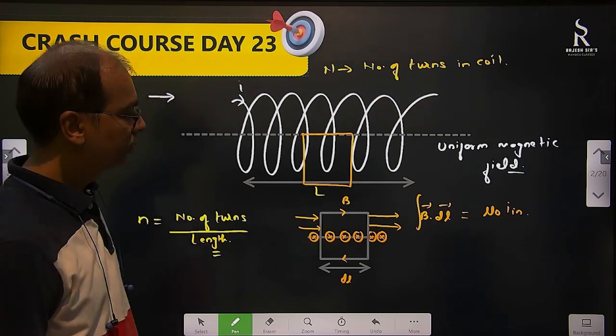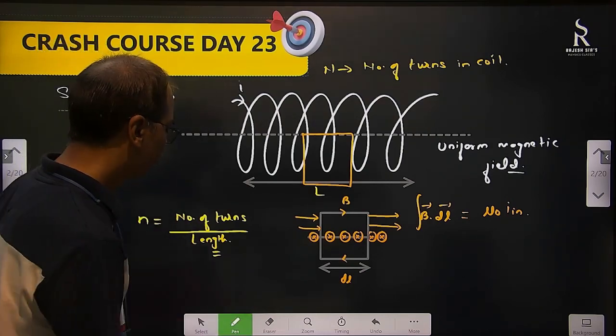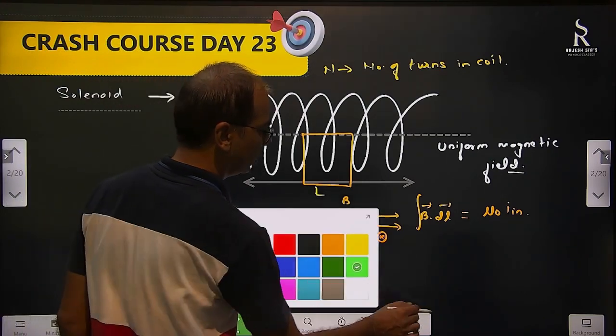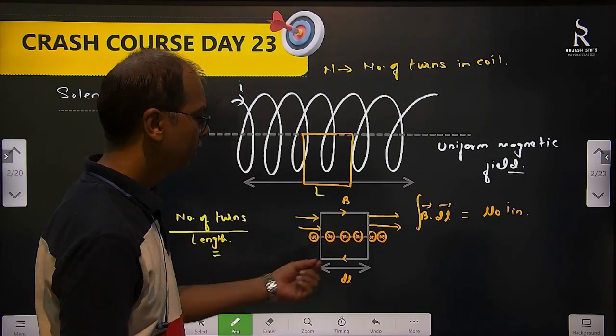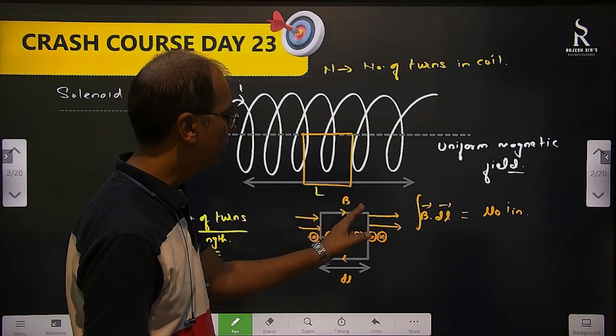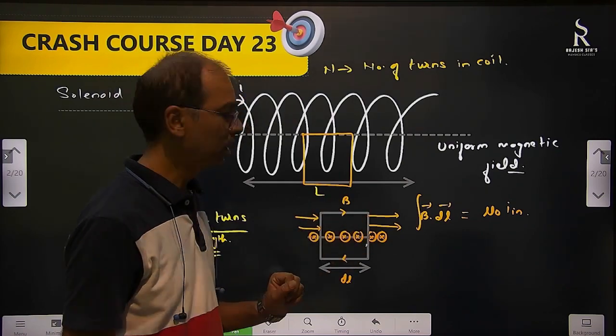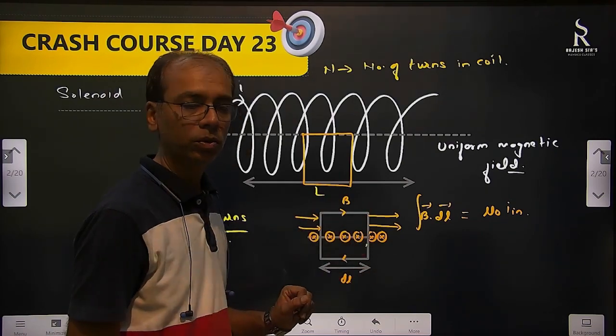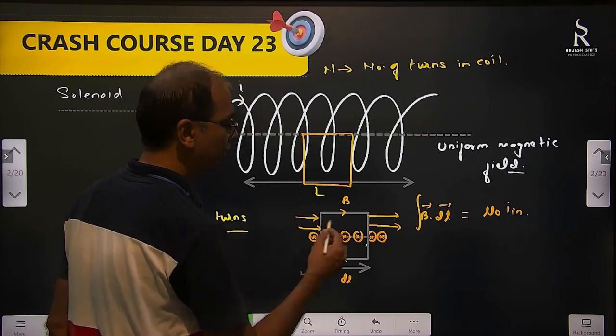Okay, fine. So now what we are going to do? Let's apply Ampere's law. Now how to apply? B dot dl we cannot write directly, because here magnetic field is there, here magnetic field is not there, here magnetic field is 0. So how to do? Then we break it. In a breaking way we apply here.